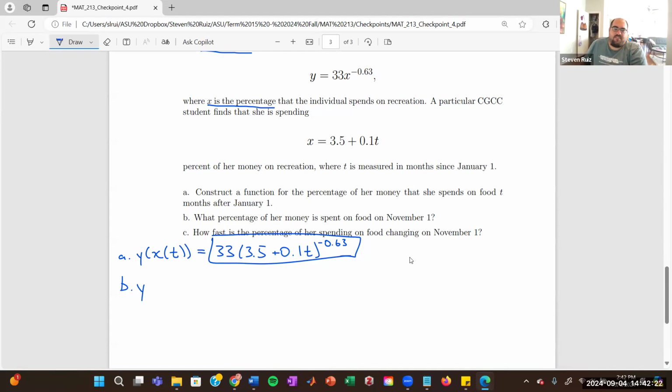So for this, I want to know the value of y when t is equal to 10. So that's 33 times 3.5 plus 0.1 times 10, that's 1, to the negative 0.63. Wrote this answer down a while ago.